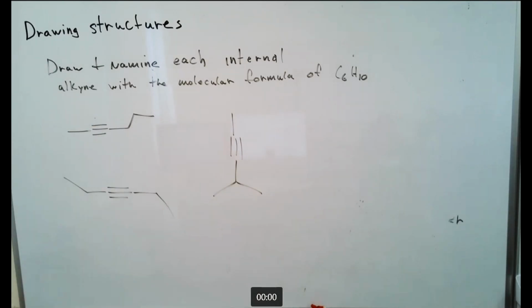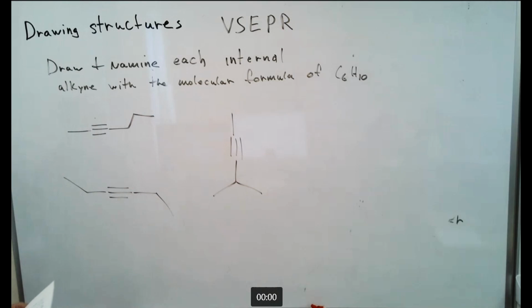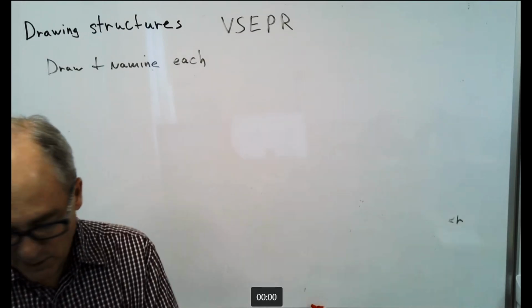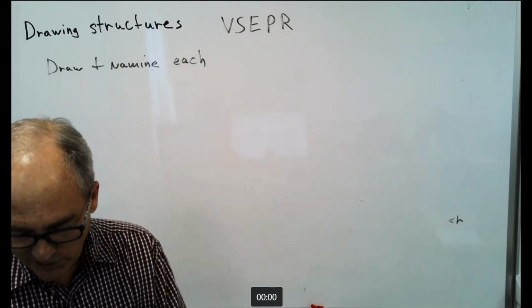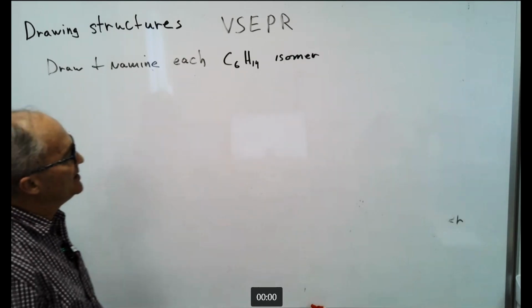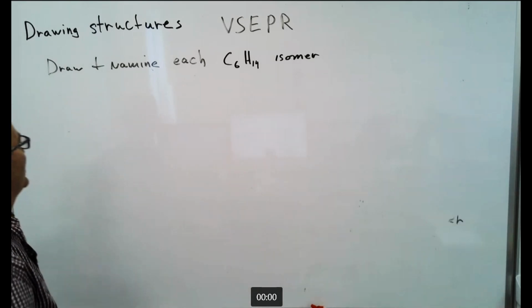All right. So on this, what we don't want to forget is valence shell electron pair repulsion: groups of electrons that far apart predicts shape. So maybe we need a little nomenclature review. Constitutional isomers: draw and name the C6H14 isomers. Or maybe, all right, yeah, let's just go ahead and do that.